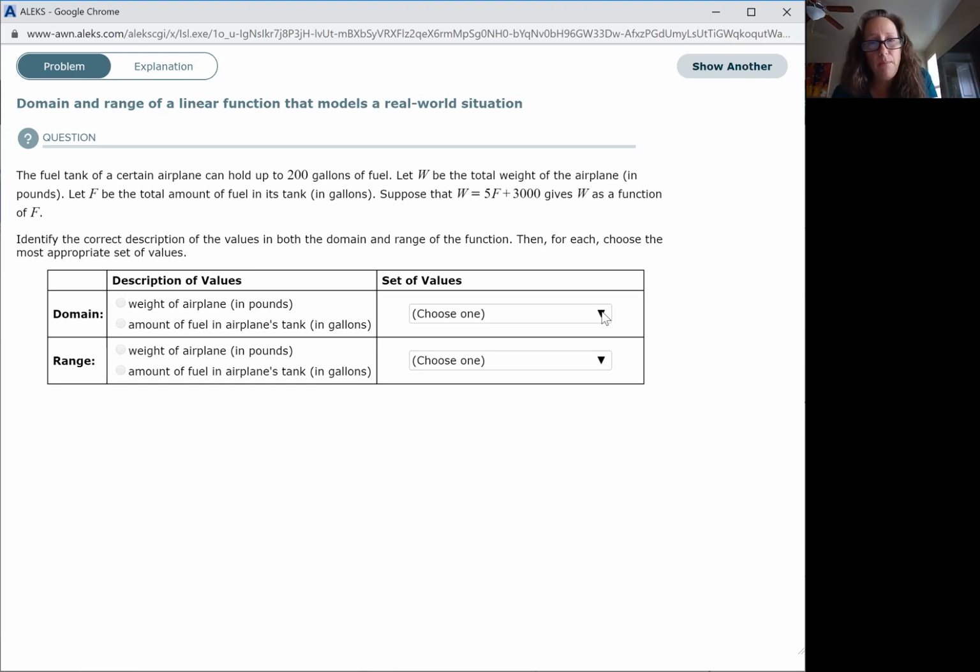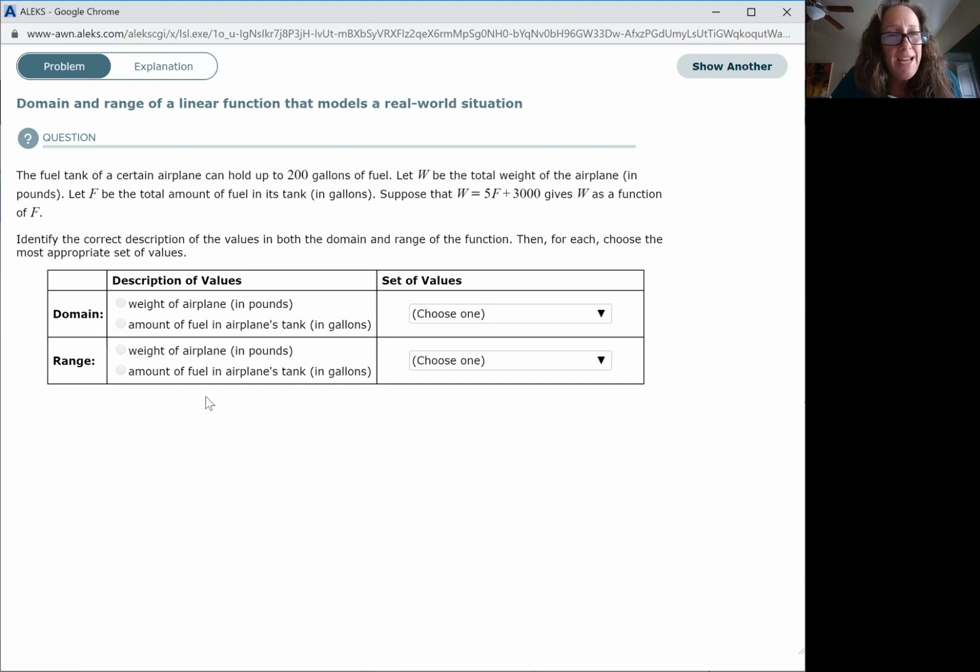So we need to kind of think about what is possible for fuel. So you can actually do 0 gallons, and it doesn't just go from 0 and jump up to 1. You're going to be able to have any amount of decimals for your gallons. So when you choose, you're going to have all real numbers that start with 0. Or maybe there's a limit to it. Maybe it says it can hold, here's one, it can hold up to 200 gallons. So it's going to be all real numbers from 0 to 200.